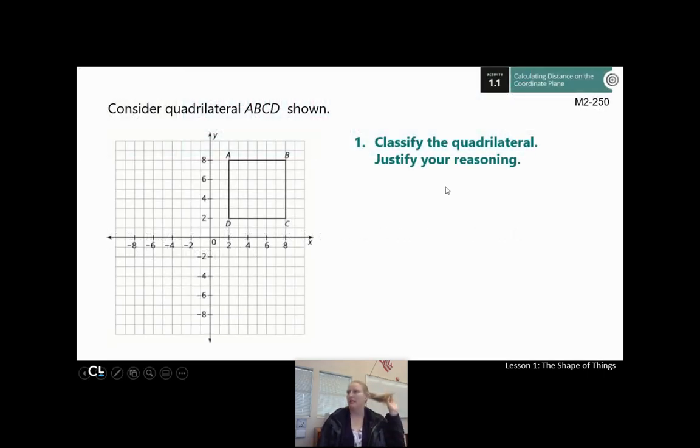To get us started, taking a look at our lovely quadrilateral ABCD here on our coordinate plane, can you classify the quadrilateral for me? Tell me, what kind of quadrilateral is it? Parallelogram, square, rhombus, trapezoid? What are we looking at here? Give me the most specific name you can come up with, and make sure you justify your reasoning. Tell me how you know it is what it is. Go ahead and hit pause, write down your answer and your justification, and then hit play when you're ready to check your work.